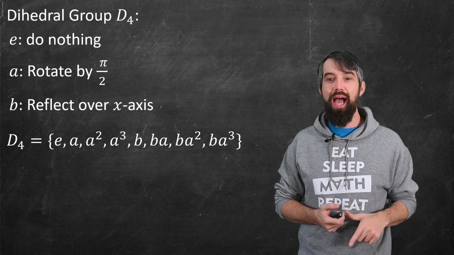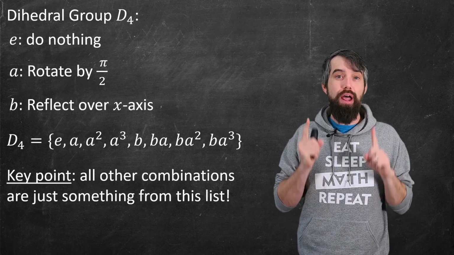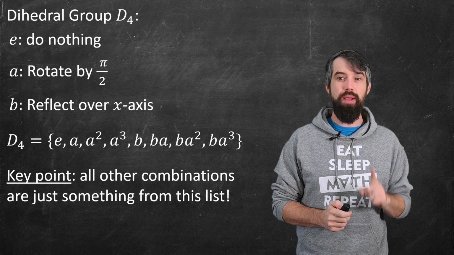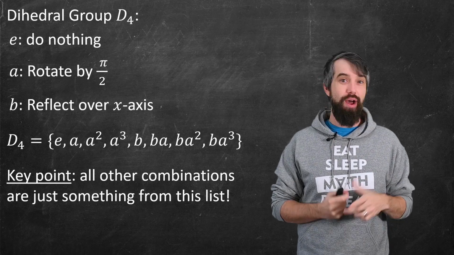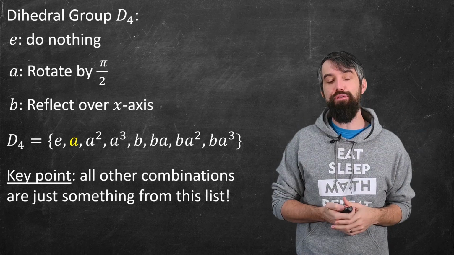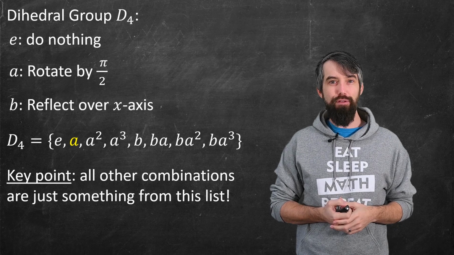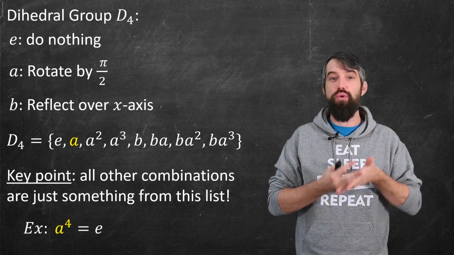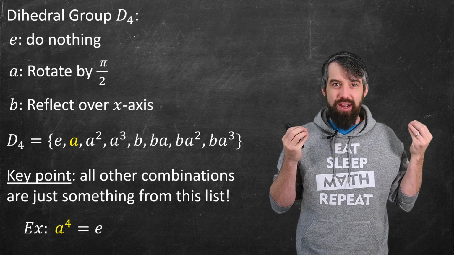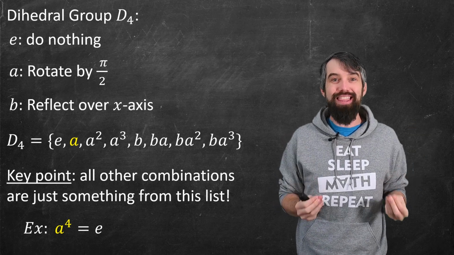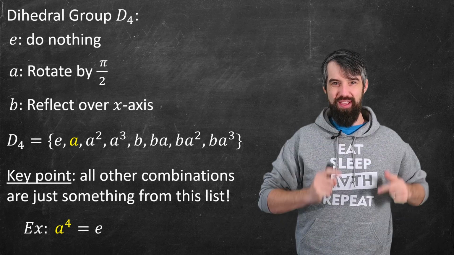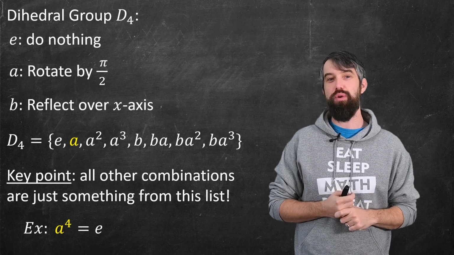But the big idea here is that all other combinations are actually already on this list. For example, let's take the point A. I've got a squared, a cubed. What about a to the fourth? Well, a to the fourth is just rotating 90, 90, 90, 90, which is 360 degrees, or 2 pi radians. That's just getting right back to the thing that does nothing, which we called E. So a to the fourth is on this list, it's just not written that way, it's written as E.